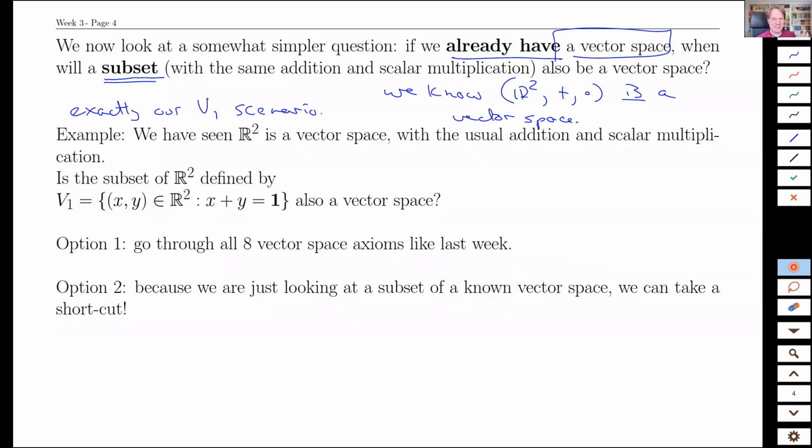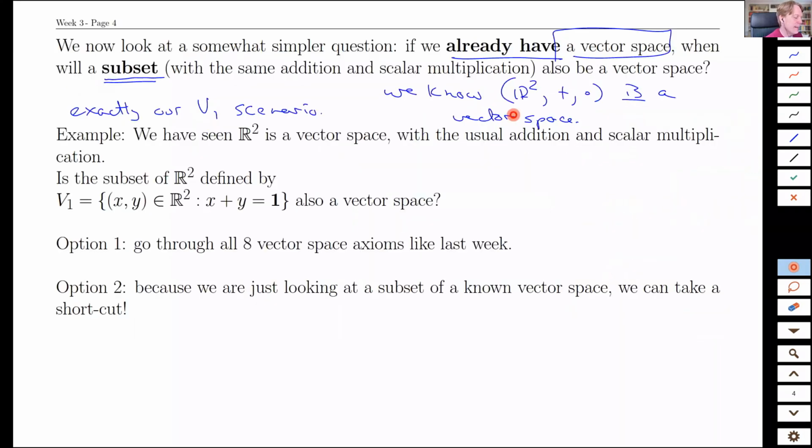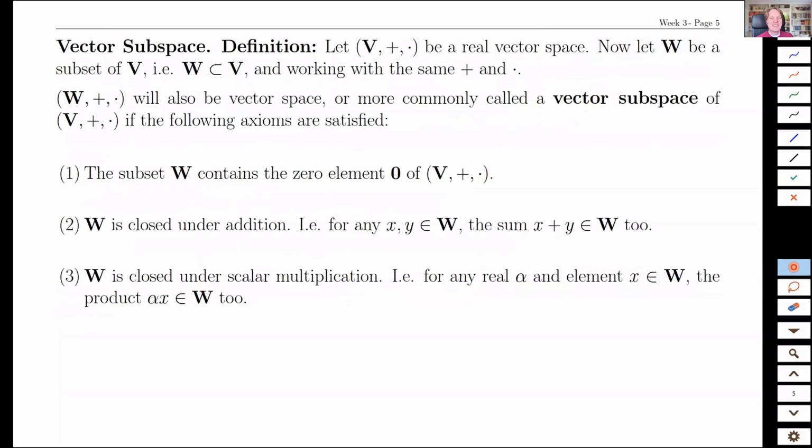So take a step back. If someone gives you a whole new set, plus and scalar multiplication operator, you have to do the 8 axioms. But if someone says, here's a set that we already know, that's in our checklist back here, any of the ones here, we can say, yeah, we know those are vector spaces. And someone says, well, I just want to take a subset, a little piece of this R2, keep the same plus, same scalar multiplication. It turns out the job gets easier, and we actually need to work with or show 3 properties. So this is what we have for this.